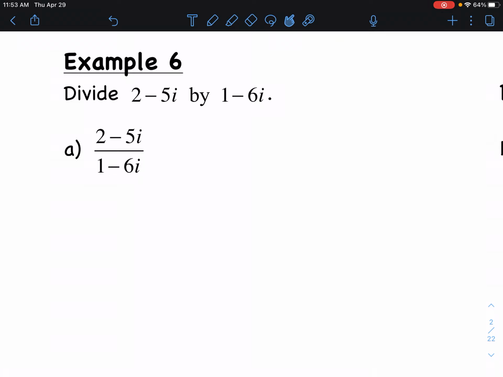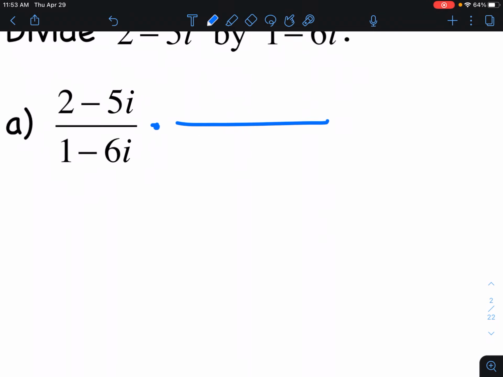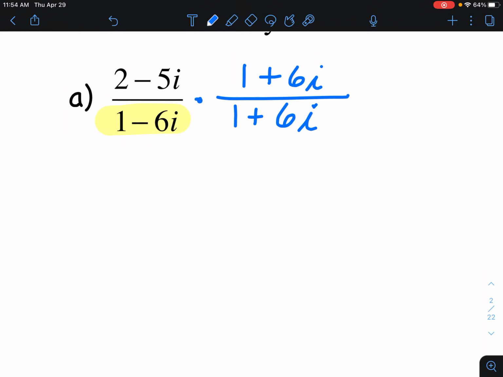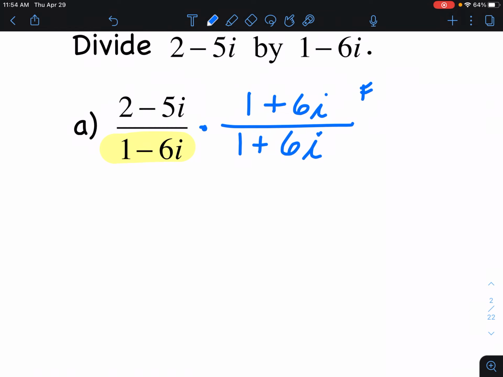So in order to divide 2 minus 5i divided by 1 minus 6i, we have to multiply by a fraction. And if you take a look, the denominator is 1 minus 6i. So what you're going to do in your fraction that you're multiplying by is do the conjugate of 1 minus 6i, which is 1 plus 6i. So we're going to FOIL the top, combine like terms, FOIL the bottom, combine like terms, and simplify. All right, I'm going to be foiling the top and the bottom.